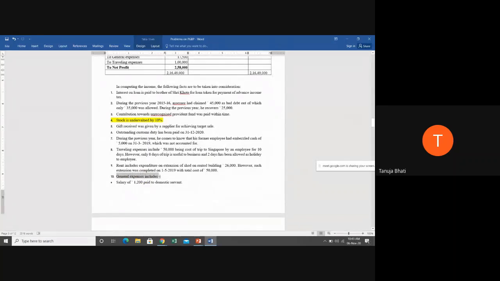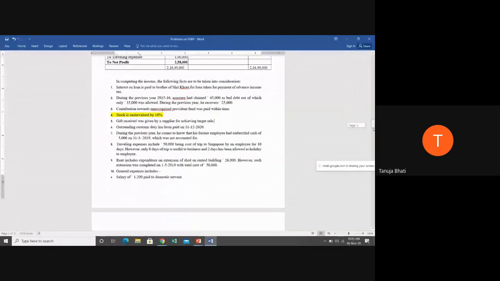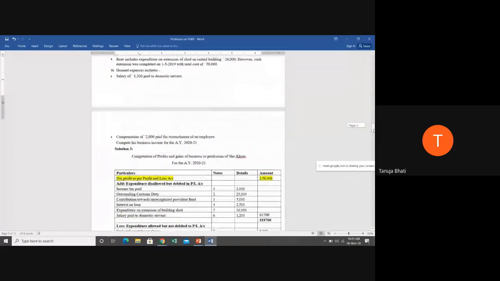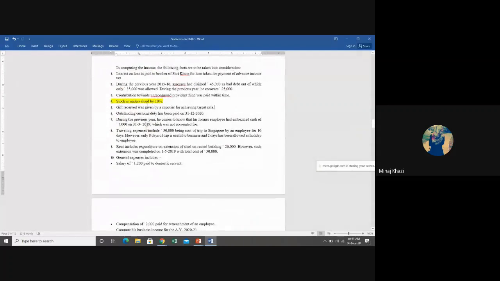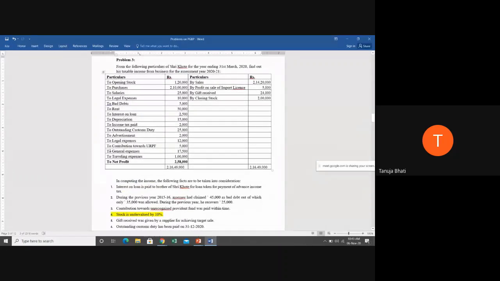Point number 10, that is general expenses includes. So not salary. So there is no information about salary given students. Ma'am, what is that salary of total? See, here they are telling that general expenses includes salary. So there is some general expenses, and this general expenses is including salary of some domestic servant. So this is not covered in this particular heading. Are you all understanding? Okay, ma'am. Okay, so no additional information about salaries given, and salaries, assuming it is a business expenditure, we are not going to give effect to it.